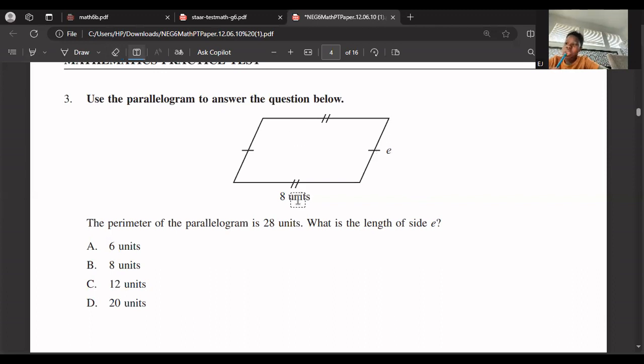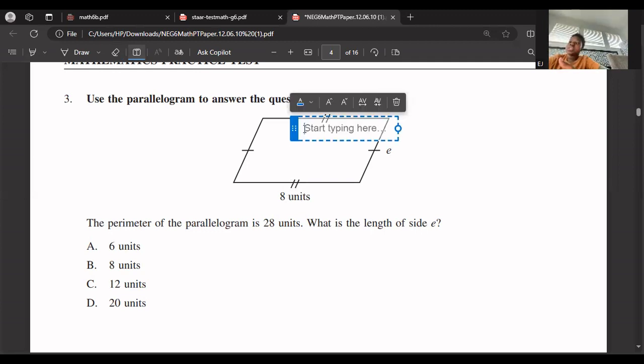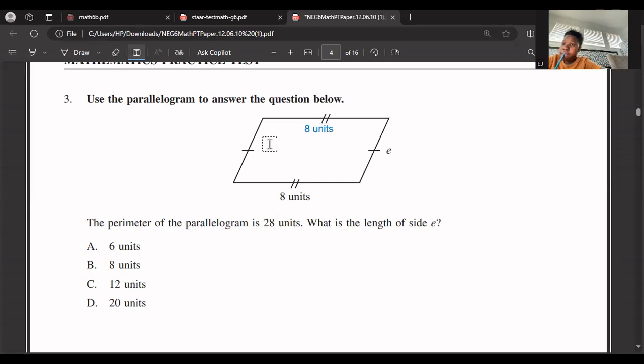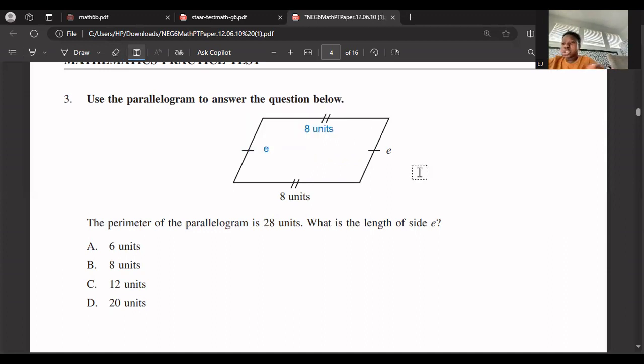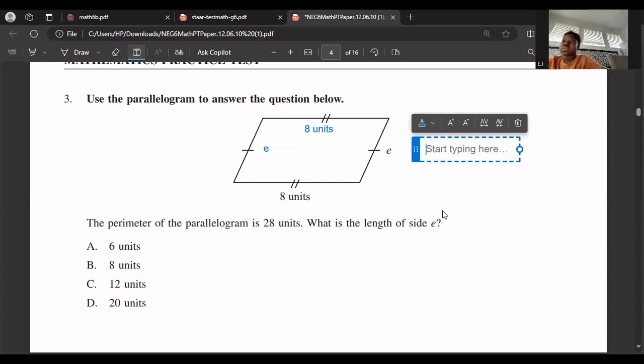No. Now, for the parallelogram, listen to what I'm explaining now. The opposite sides are equal, okay? So if this is 8 units, it means the upper side is also 8 units. Oh, right. Okay, if the side is E, then the left is also E. Now, perimeter is the total distance around the shape. 8 units plus 8 units is 16.